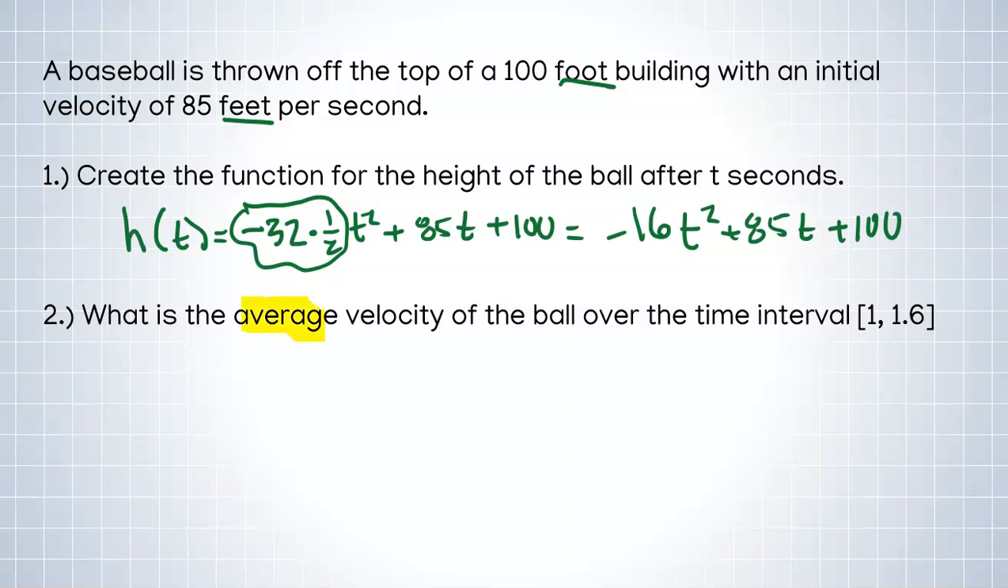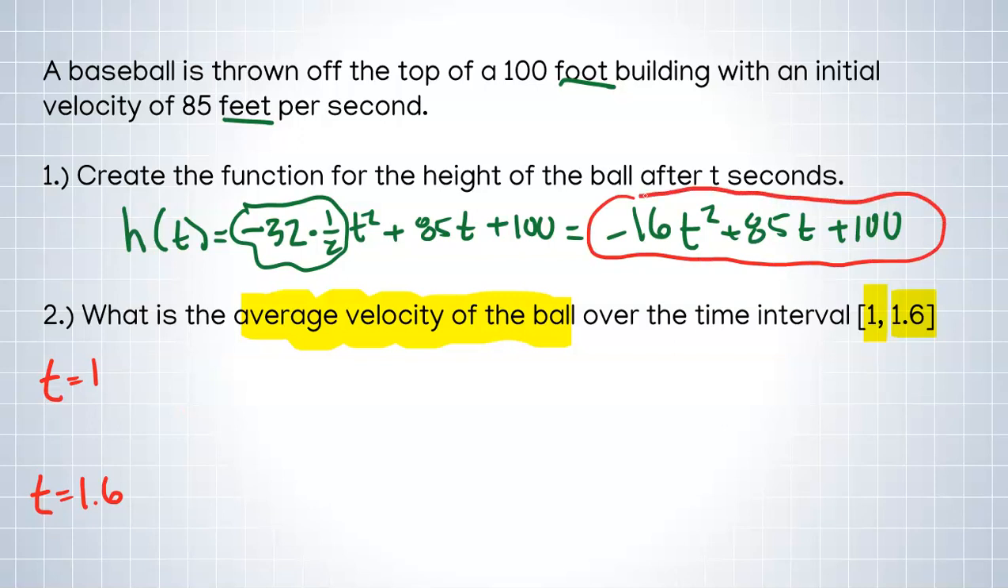It says find the average velocity of the ball over the time interval 1 to 1.6 seconds. So basically I have to figure out what is the height at a time of 1 second, what is the height at a time of 1.6 seconds. So I'm going to get my heights. So again, all I have to do is plug 1 into my height formula. And if I do that, grab a calculator if you need to, unless you can do it in your head. But I get a height of 169 feet. So after 1 second, the ball is 169 feet above the ground.